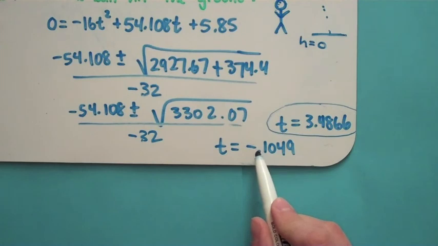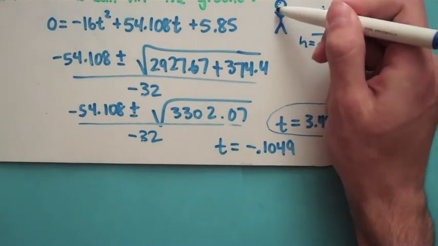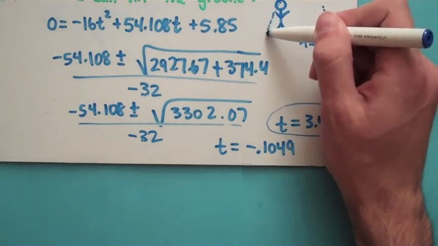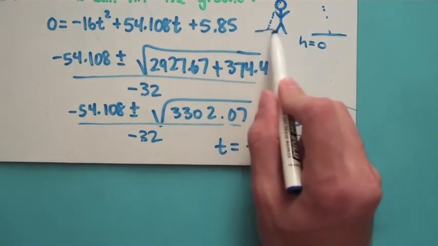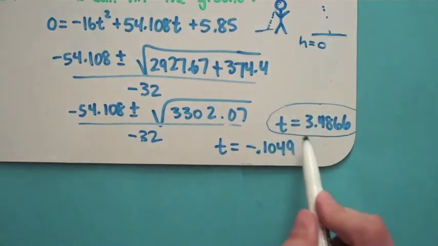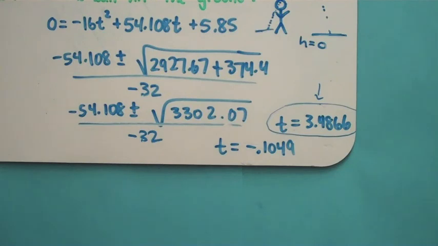What's actually happening here with the negative 0.1, if you kept going this way on the graph, like before he even threw the ball, it would have hit the ground there as well. And that's what they calculated. But that doesn't make sense in our word problem. We want our positive 3.48 for our answer. So it'll take about 3.48 seconds for the ball to hit the ground.